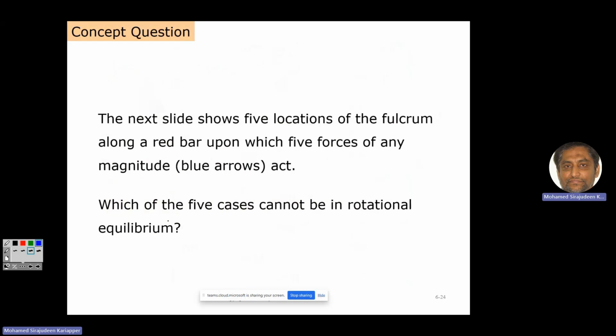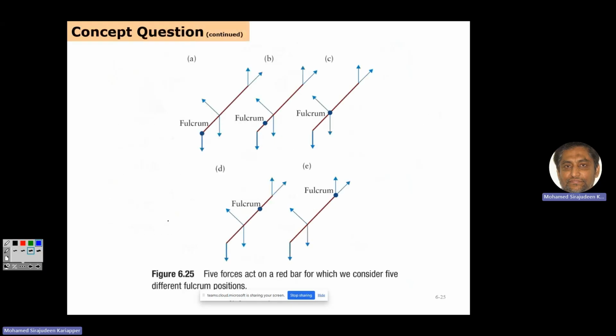The next slide shows 5 locations of the fulcrum along a red bar upon which 5 forces of any magnitude act. Which of the 5 cases cannot be in rotational equilibrium? All right, this is a very nice question. We need to spend some time. If you understand this question, then you have kind of mastered the idea of torque. Let me explain this question again.